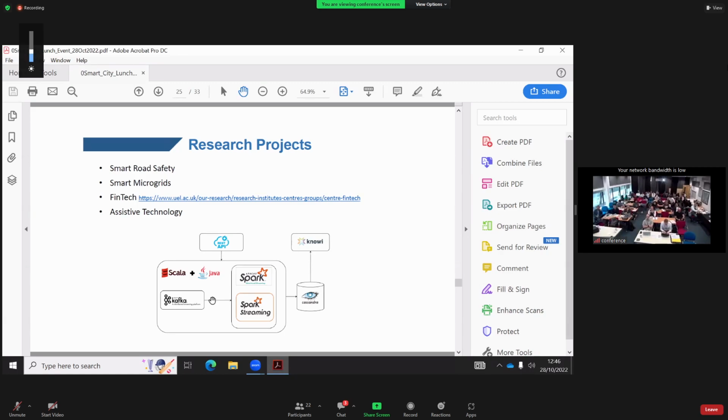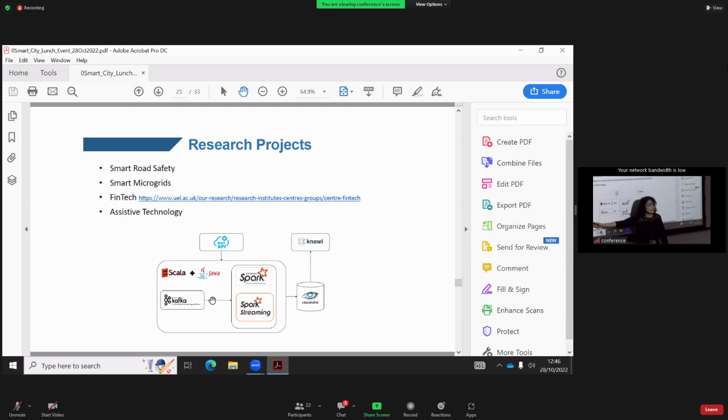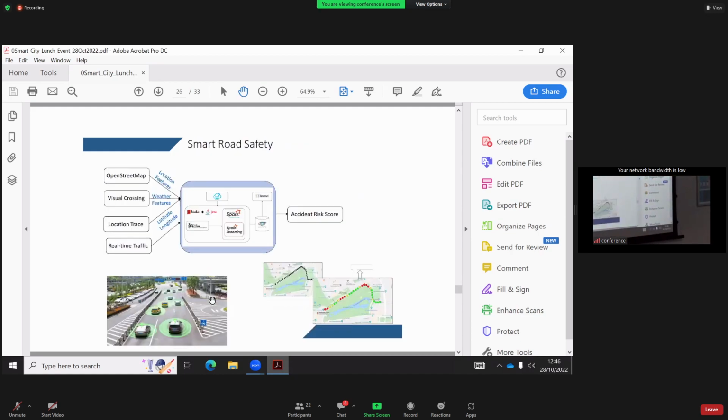For example, for fintech, the source that we are using is social media. And of course, we have sentiment analysis for our real-time framework. Or for example, for smart cities, we have this framework, but of course, different development. The sources that we have are OpenStreetMap for location features, Visual Crossing for weather, location trace, and real-time traffic.